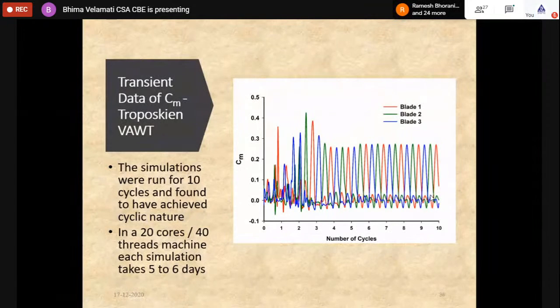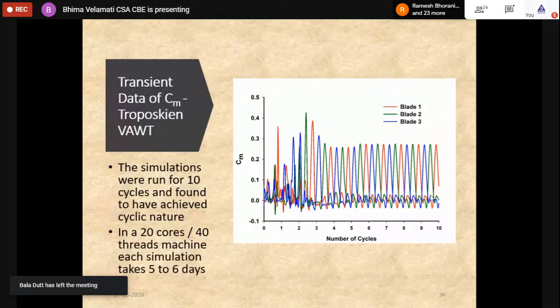Now, obviously, if I'm using 14 million cells, and I use a 20-core machine, it will take 5 to 6 days to do one simulation.